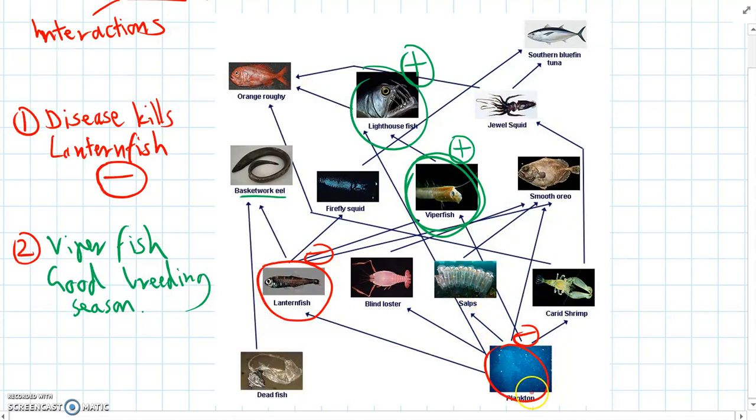But then also looking at the animals that eat the plankton, so the first order consumers, the lobster, the salps, and the shrimp, they will probably go down in number as well because they have less food to eat in this case. So we can see that even if just one species changes in number in an ecosystem, there are lots of possible effects in the food web that can happen.